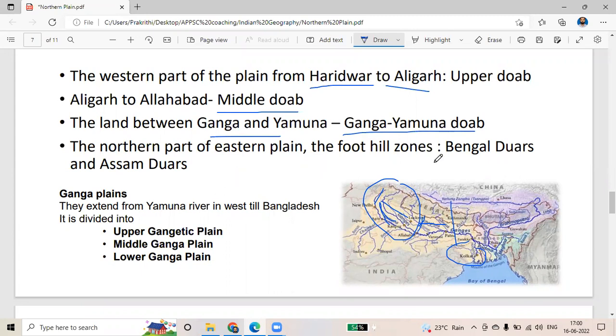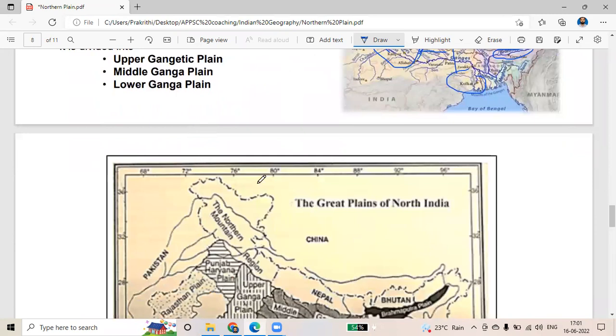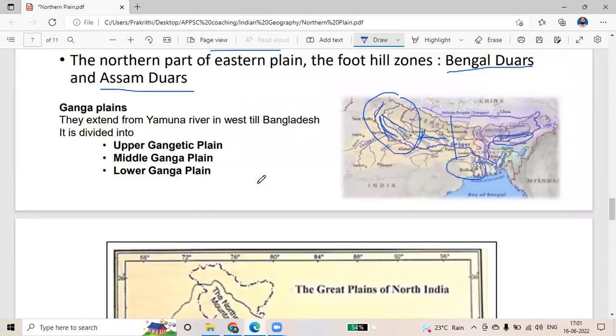So that happens when it happens in Bengal, we can say it as Bengal DWARs. And in this area, we know that is being created by the Brahmaputra. That is known as the Assam DWARs. So there is two important DWARs in this region. That is important to floodplains. So this is about the western. If you look at this is about the eastern plains.